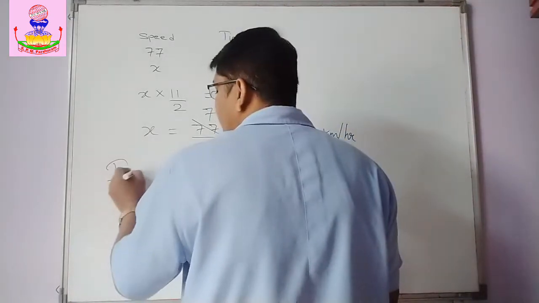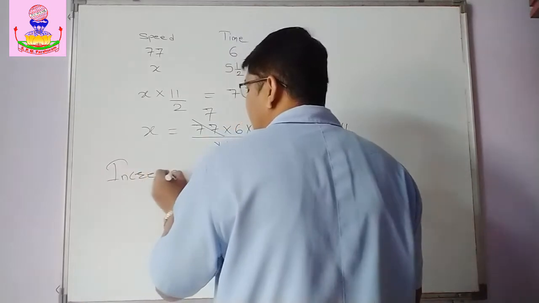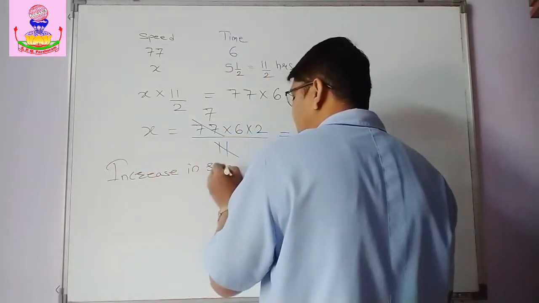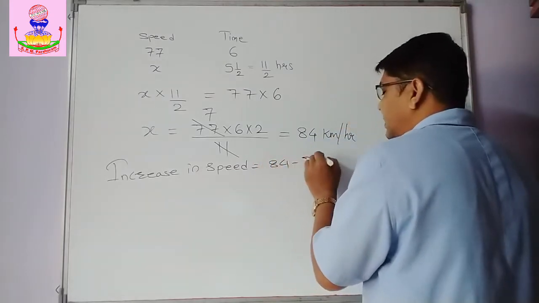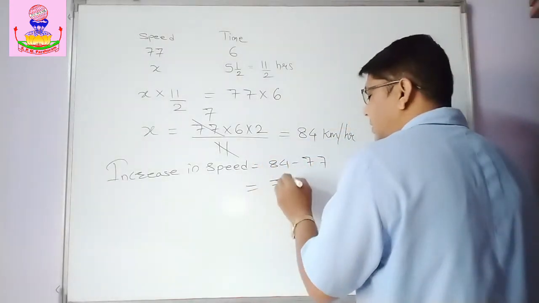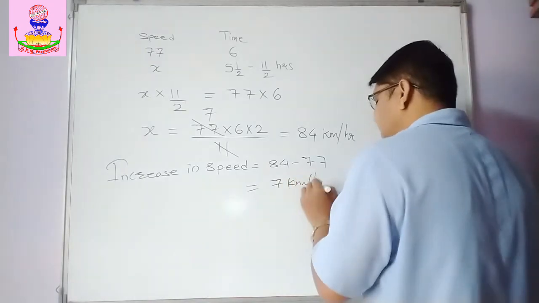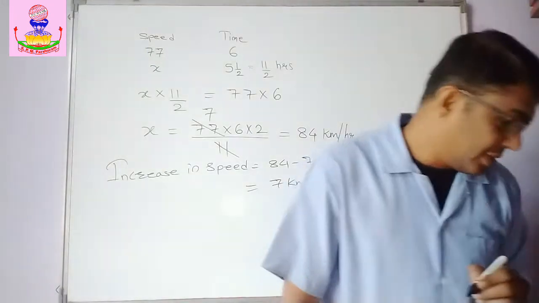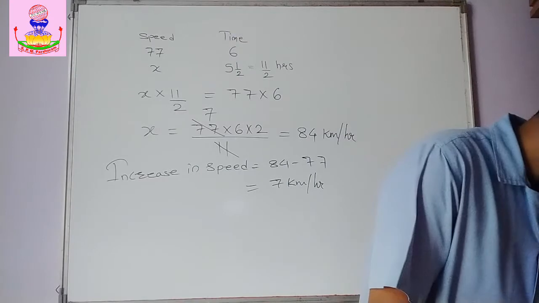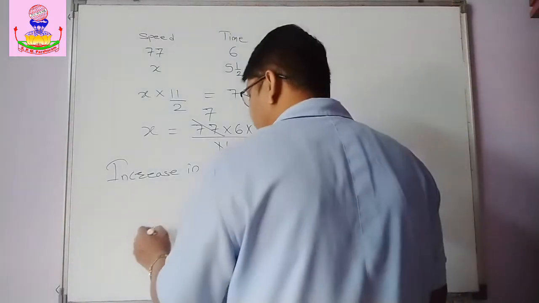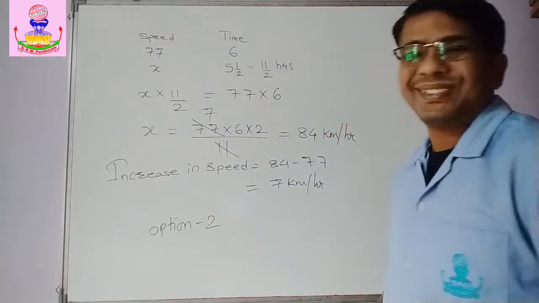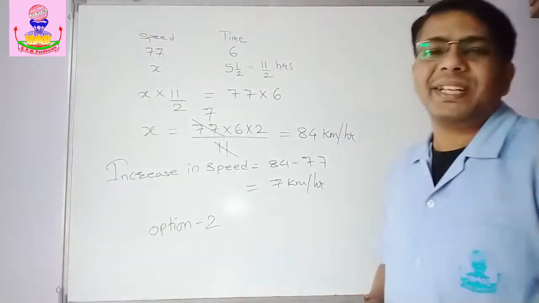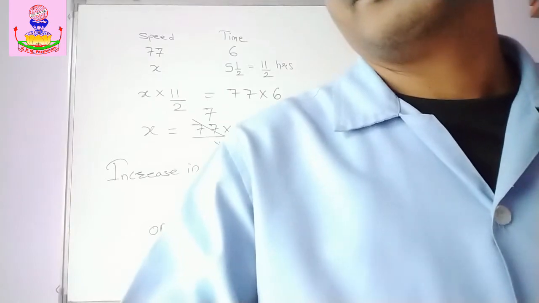So what is the increase in speed? 84 minus 77, that is 7 kilometers per hour. The speed is increased by 7, and hence option number 2. Option 2. Now let's move to the next example.